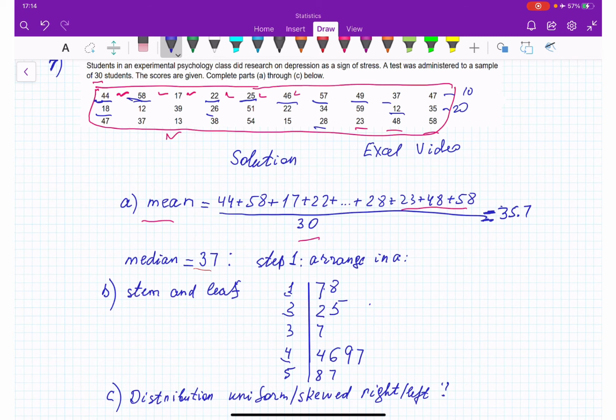You arrange it. And you want to see if it's uniform, if it's skewed to the right, or if it's skewed to the left. If it's skewed this direction, this side, that's going to be skewed to the left. If it goes more this direction, it's skewed to the right. But if it's even, it's going to be uniform, right? Okay.